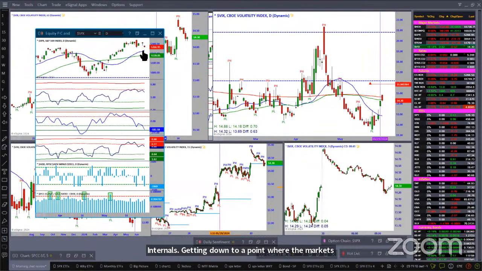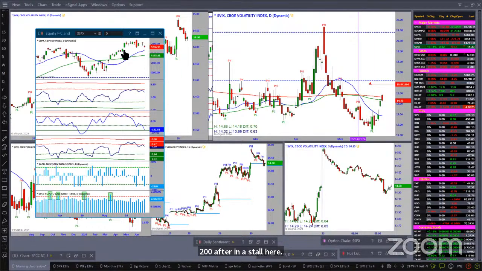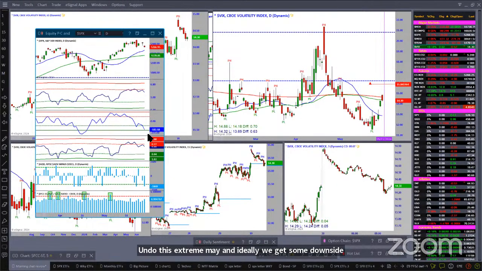Now, I've got the S&Ps here. The S&Ps are starting to break under almost a two-week consolidation, leaving a whole lot of overhead resistance there with a nasty red bar. That would suggest that eventually it could probably get down to 5,200 after a stall here. There's always going to be a stall most of the time. But with breadth coming down under this extreme, and ideally we get some downside, whether it's tomorrow or Monday, I'm showing you that when this is down near minus 250 or below, the markets would bounce.